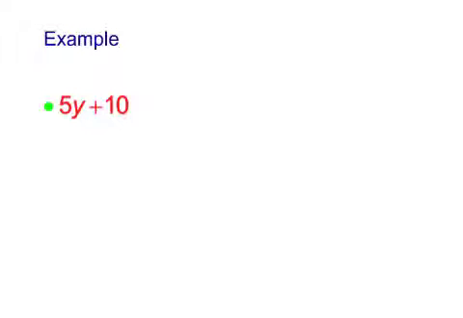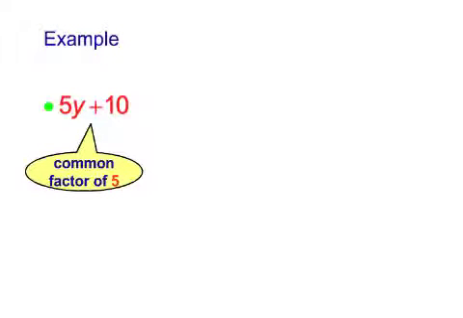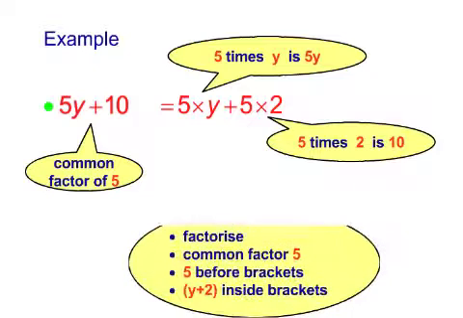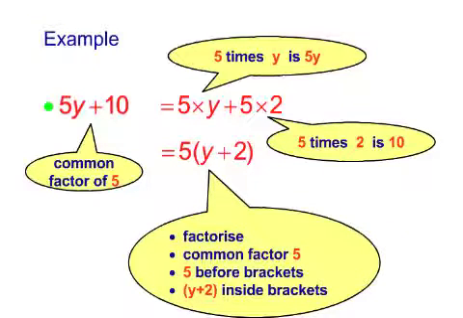Here's an example, 5y + 10. First of all, let's look for the common factor. And here, the common factor of 5y and 10 is 5. In other words, 5 will divide into 5y, and 5 will divide into 10. That's the same as 5 times y plus 5 times 2. It's the same as 5(y + 2).